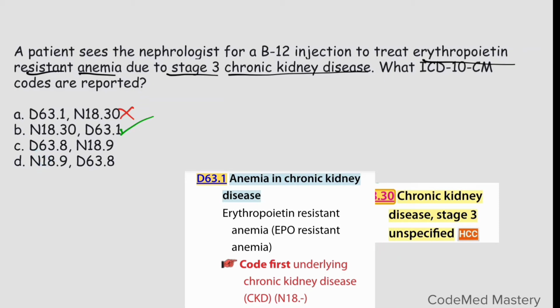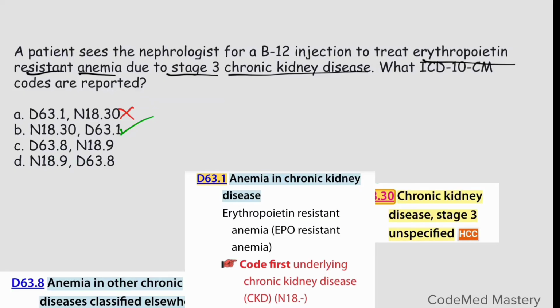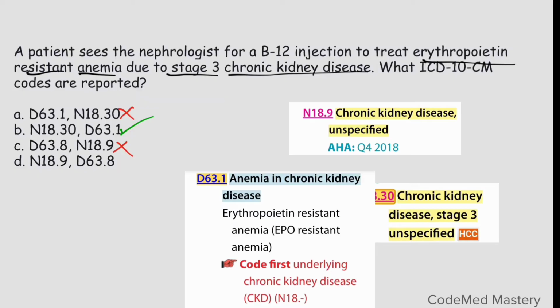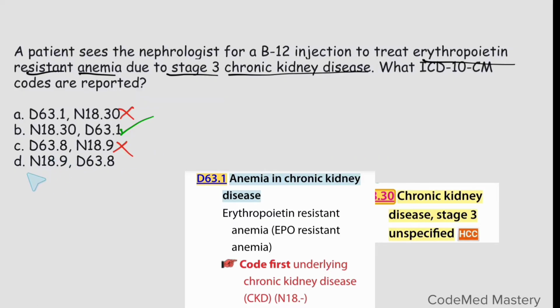Also check the code in option C, D63.8, which is for anemia in other chronic diseases classified elsewhere. So that is not matching with the scenario. They have mentioned anemia in chronic kidney disease, that is erythropoietin resistant anemia. So eliminate option C. N18.9 is also wrong because that is for chronic kidney disease unspecified. So option C is wrong. Option D also same codes are mentioned, N18.9, D63.8. So eliminate option D. Option B is the right answer. Next question.